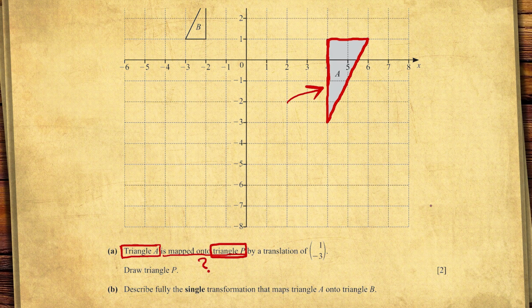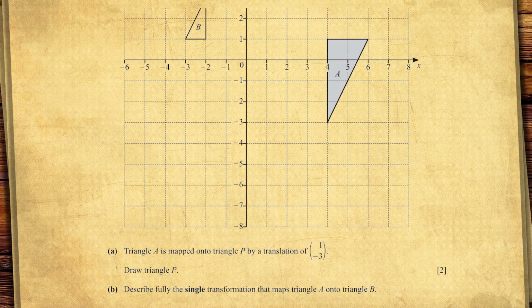The question about transformation says that triangle A, which is this triangle, is mapped onto triangle P. Now what does that mean? Is mapped onto means is turned into, or better than that, we can say that triangle A is transformed into triangle P, and the transformation is a translation, and the translation vector is (1, -3). And we need to draw the triangle P.